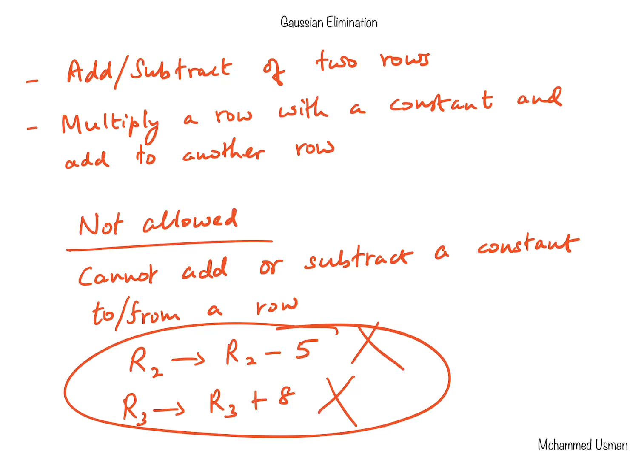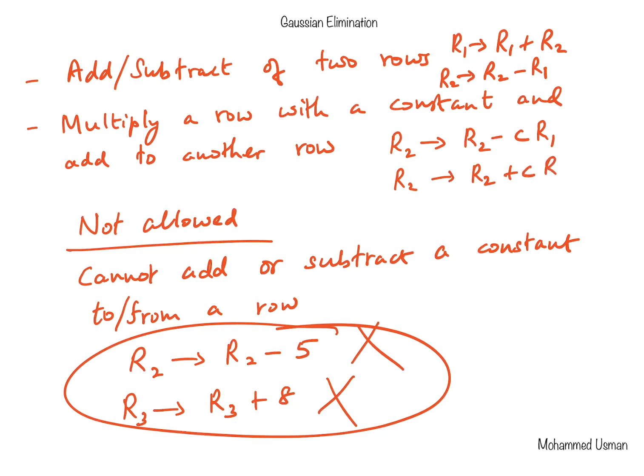You can multiply a constant to a row, and then after multiplying, you can also add that product to another row, or you can add or subtract two different rows. For example, R1 becomes R1 plus R2 is allowed, or you can write R2 becomes R2 minus R1, okay? So all of this is acceptable. Or you can say R2 becomes R2 minus some constant C times R1. So we are multiplying a constant to a row and adding it to another row. Or we can also write R2 becomes R2 plus C times R1. So these are all acceptable transformations.